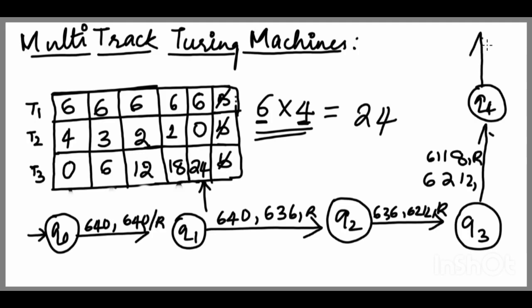In the next state, we update 6, 1 and 18 to 6, 0 and 24 and move in the right direction. As we have experienced a 0 over here, we will be reaching the final state. So this is basically the state diagram for the following Turing machine.